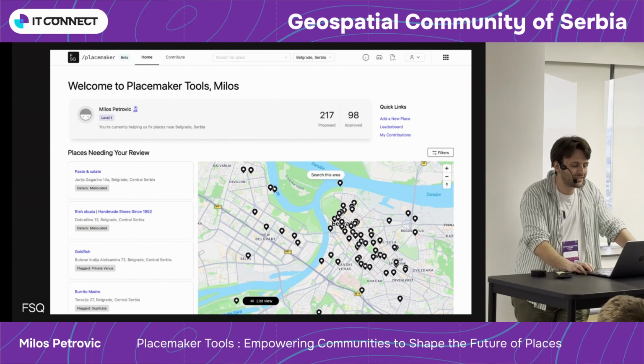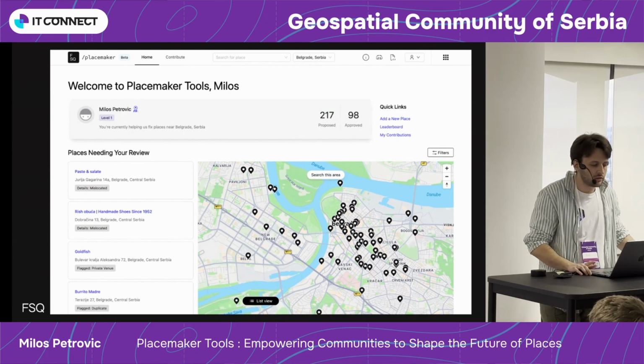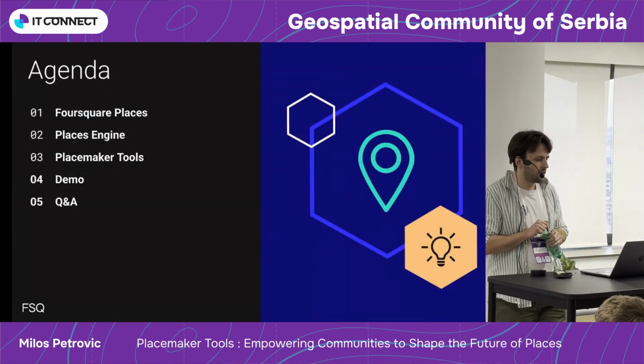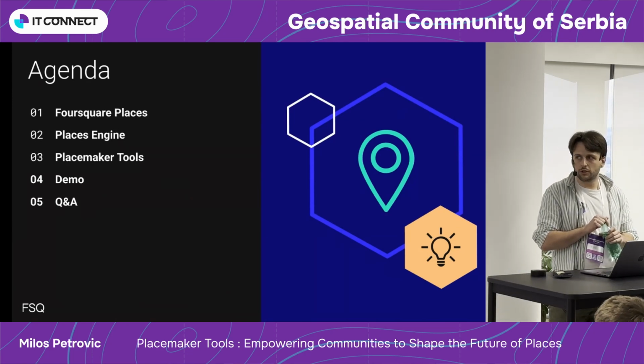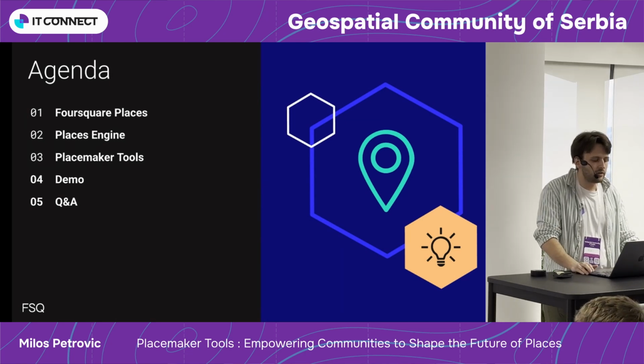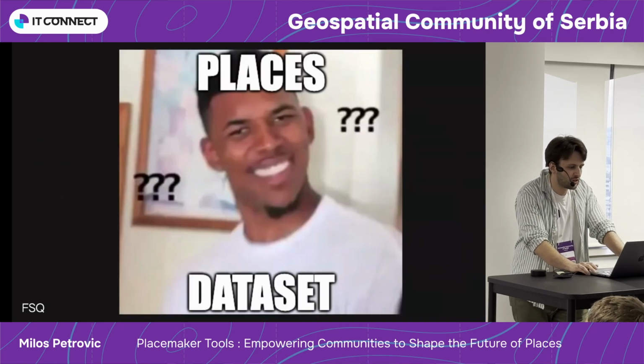With this app, our goal was to build a way our users could directly contribute to our Places data set, so they can share their knowledge about their local communities and directly improve our data. But before I demo this app, I just wanted to give a bit more context on what we do on the Foursquare Places team. I'm going to talk about what this Foursquare Places I keep mentioning is. Then I'm going to talk about the Places engine, which is a system that we use to keep our data up to date. After that, we are going to demo the app, and in the end, we will have a Q&A session.